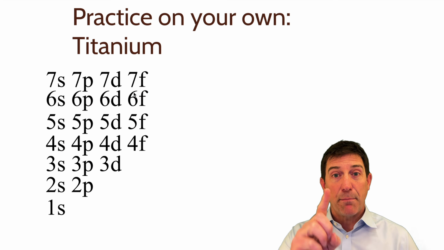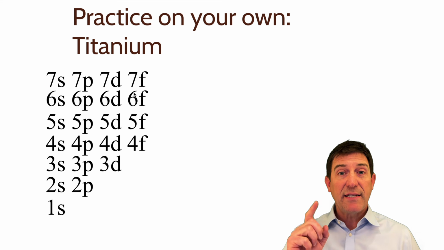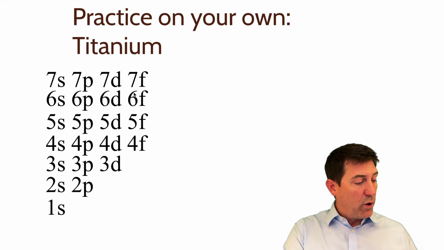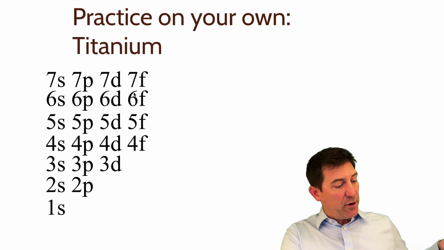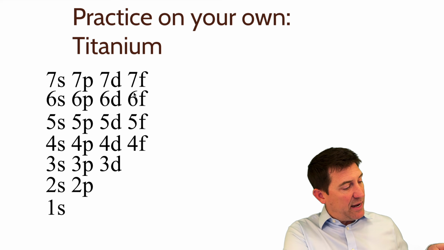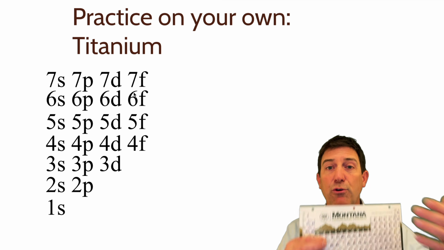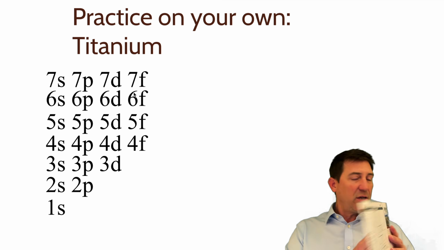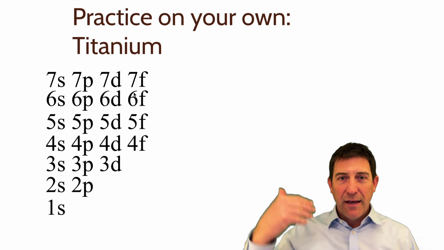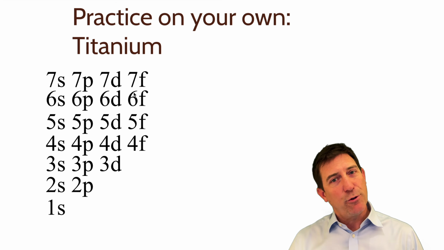This is a good spot to pause the video and try titanium on your own. So what do we do? We find titanium on our periodic table, and we see that titanium is number 22. Means it has 22 protons. If it's electrically neutral, it also has 22 electrons. Go ahead and try it out, and then press play, and we'll do it together.